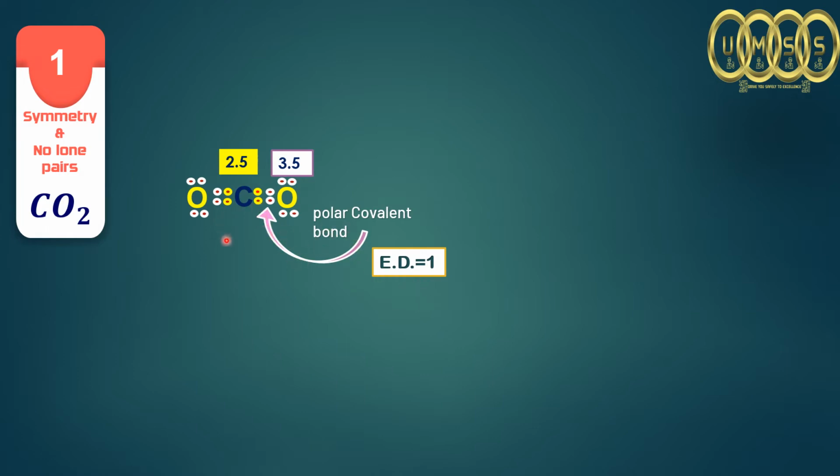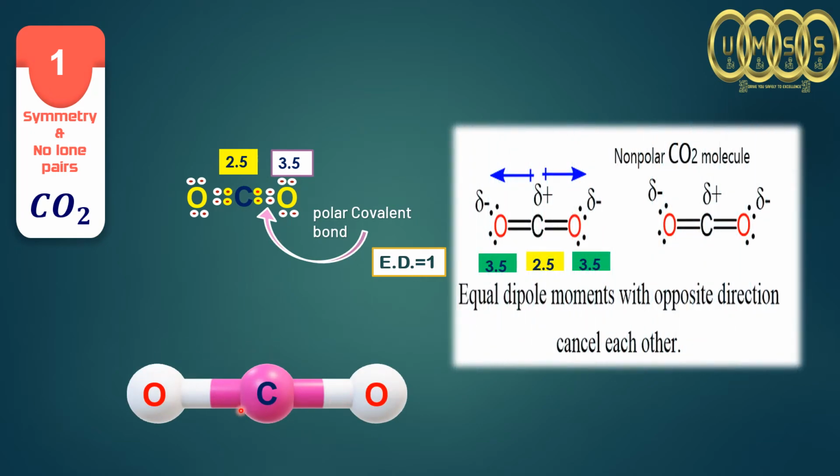But due to the geometrical shape of carbon dioxide, which is linear, each oxygen atom will pull the bonded electrons in the opposite direction with the same power. So each dipole moment will cancel the other one. So the net dipole moment equals 0. So carbon dioxide is a nonpolar molecular compound.